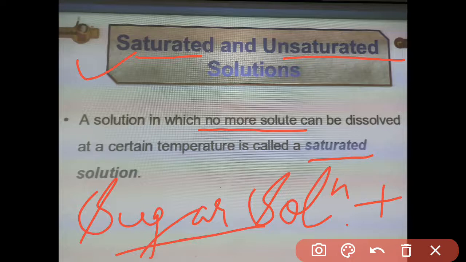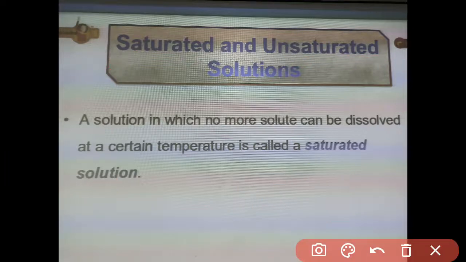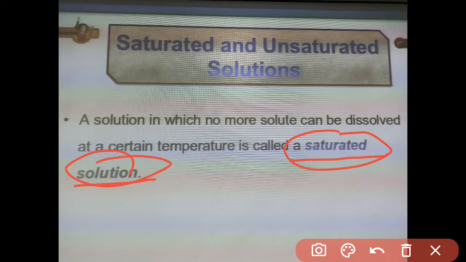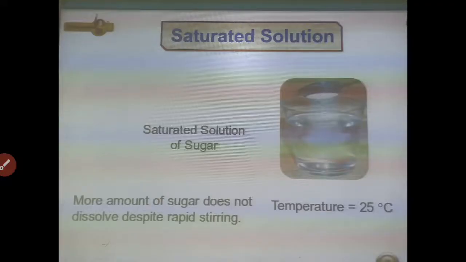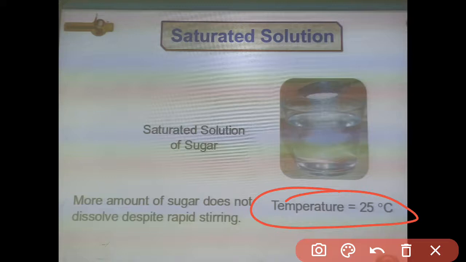So you keep on adding the sugar again and again. Then there will come one time when no more sugar will be able to get dissolved in that water. At that time, that solution will be called the saturated solution. So saturated solutions are the solutions in which no more solute can be dissolved anymore. For example, here you can see we have the normal room temperature. We have not increased the temperature.